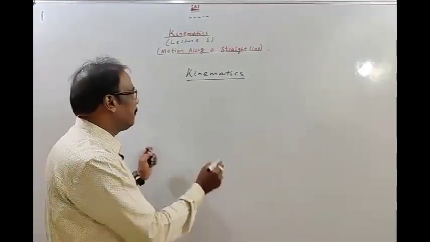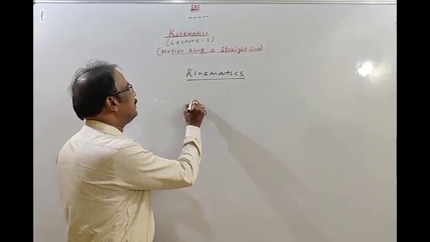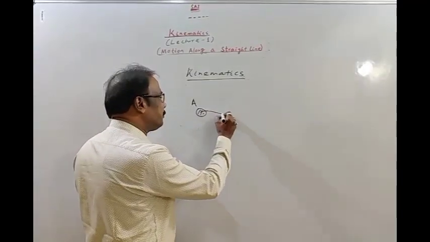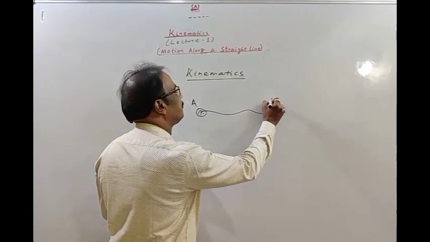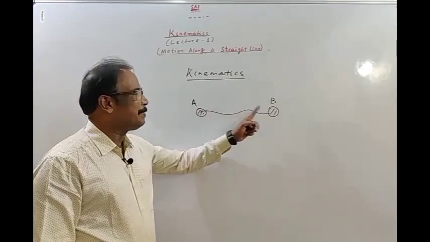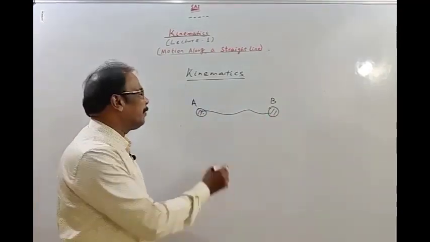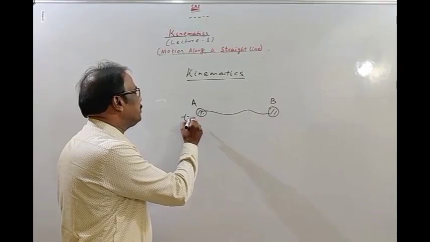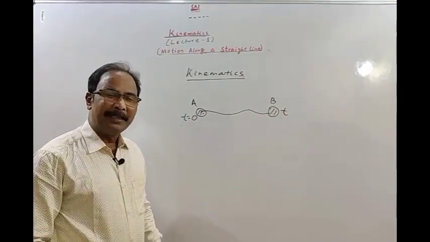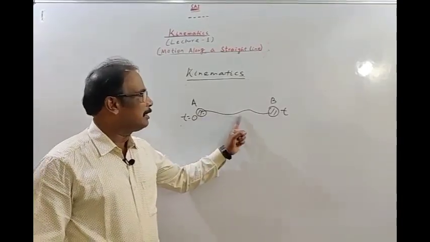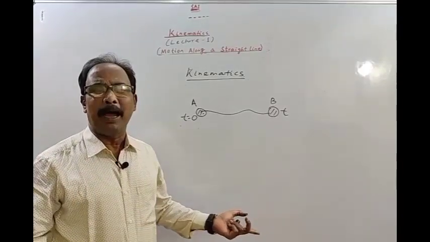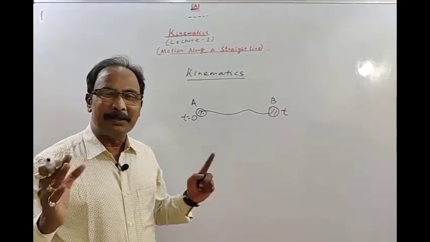Let's discuss. Suppose a body is initially at a point A. It changes its position and moves to another position B. A is the initial position, B is the final position. Let the body start its motion when time is 0 and reach B when time is t. Thus it is very clear that when a body changes its position, there is some interval of time, meaning the body takes some time to change its position.